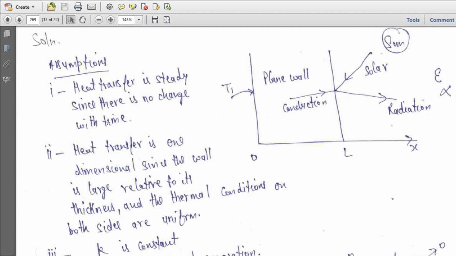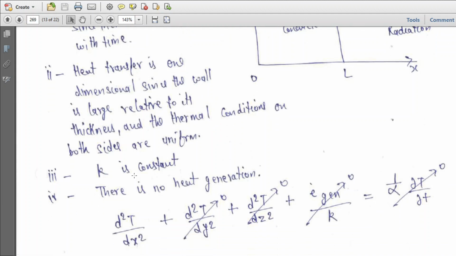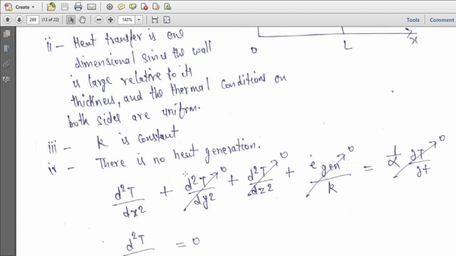So assumptions are: heat transfer is steady since there is no change with time. Heat transfer is one-dimensional since the wall is large relative to its thickness, and thermal conditions on both sides are uniform. Thermal conductivity is constant, there is no heat generation.